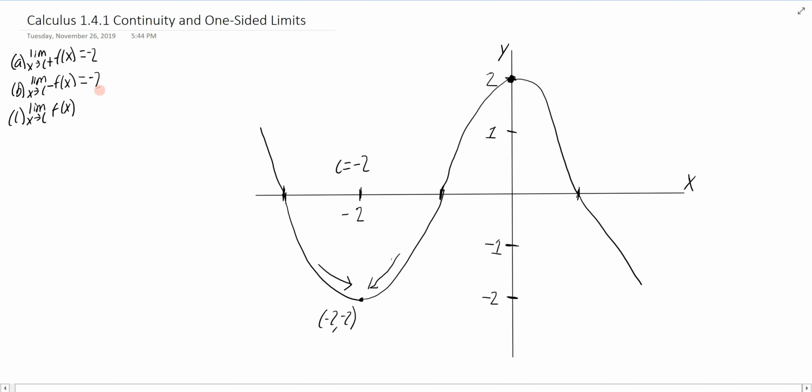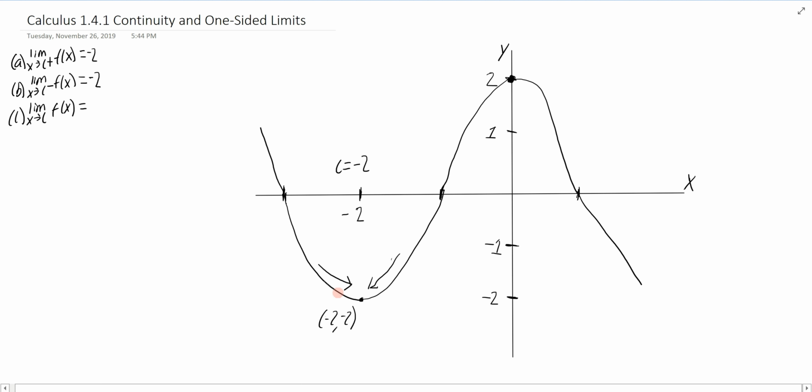All right, now we just have our standard limit. So if we look at negative 2 here, from the left and from the right, it's going to negative 2. And so we can evaluate that. If it's continuous, what that means is the limit, our standard limit, is going to be the same as our limit to the left and our limit to the right.